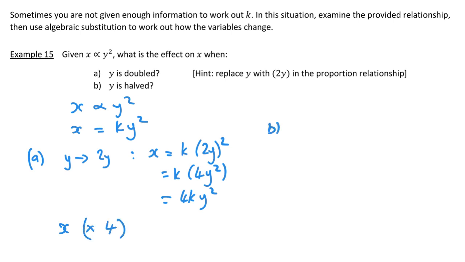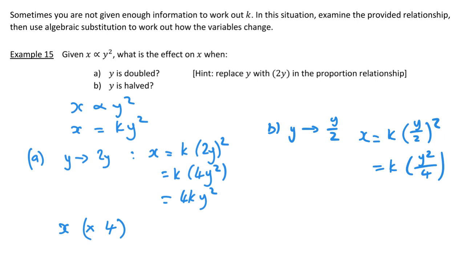In part B, this time we're going to replace y with a half y, or y over 2, and then we're going to get x equals k times y over 2 squared, which is k times y squared over 4. So to square a fraction we square the top and the bottom, which is ky squared over 4. And the relationship there between ky squared and ky squared over 4 is that x is going to be divided by 4.